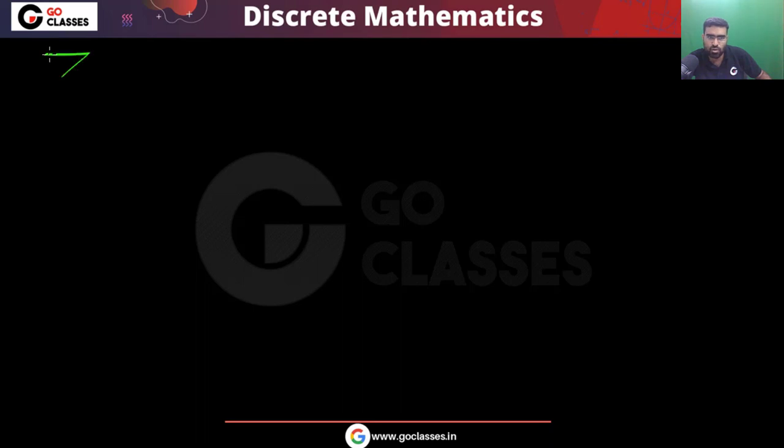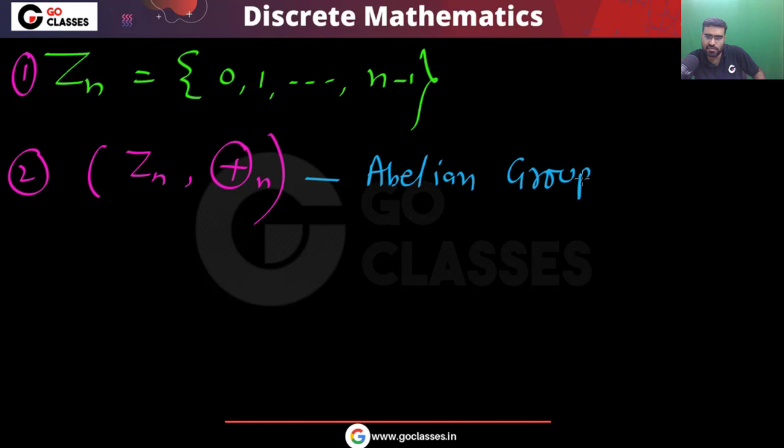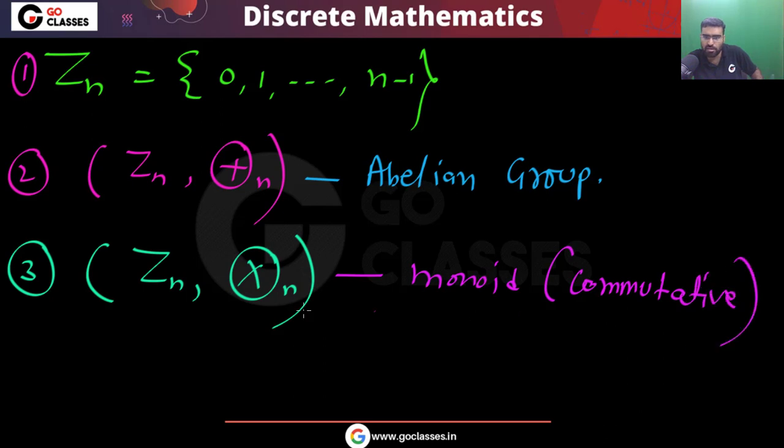First of all, what is Zn? Zn means 0 to n minus 1. Second, we already know from the previous lectures that Zn under addition modulo n is an abelian group. Third, Zn under multiplication modulo n is not a group. It is a monoid, and it is commutative also, because multiplication is commutative. So I can say this is a monoid, but not a group.